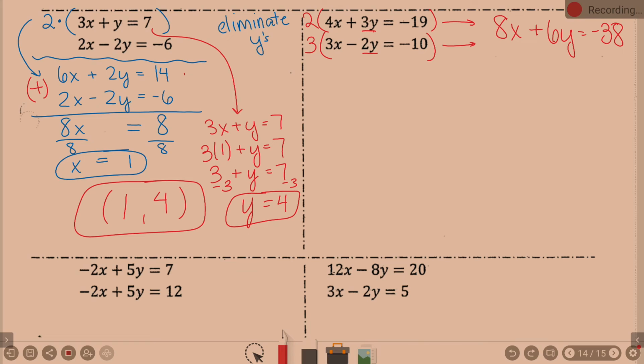Bottom row, this time we're multiplying by 3. 3 times 3x is 9x. 3 times minus 2y is minus 6y, keep the minus sign there, equals 3 times negative 10, negative 30. Now, we set ourselves up for opposite signs, didn't we? If we didn't, we'd have to multiply by a negative.